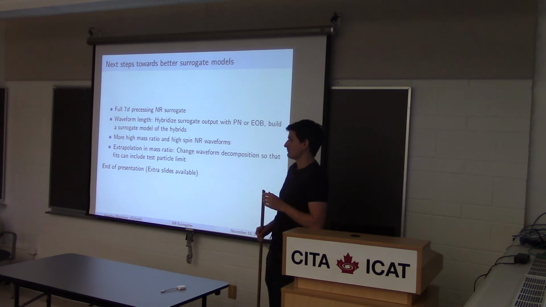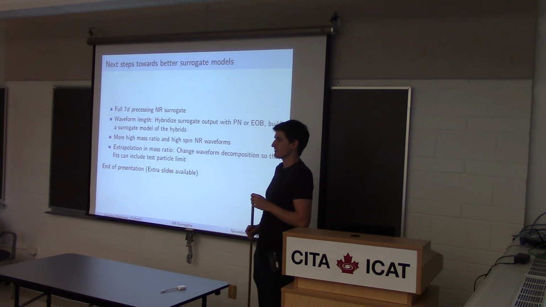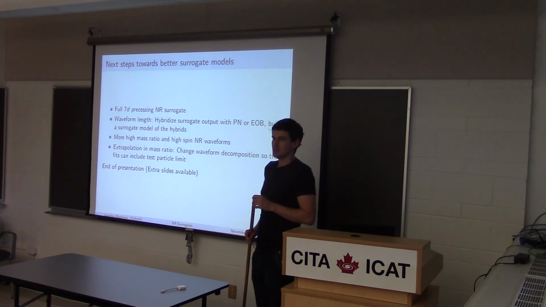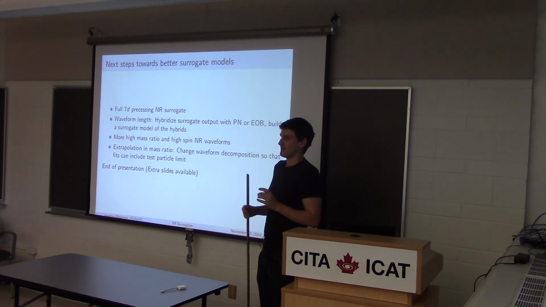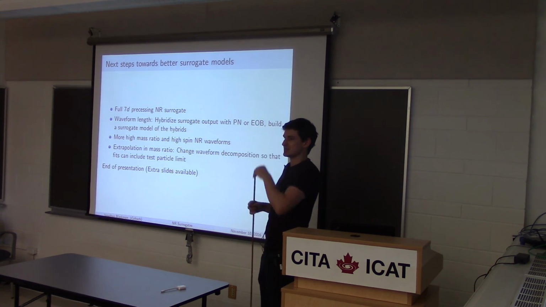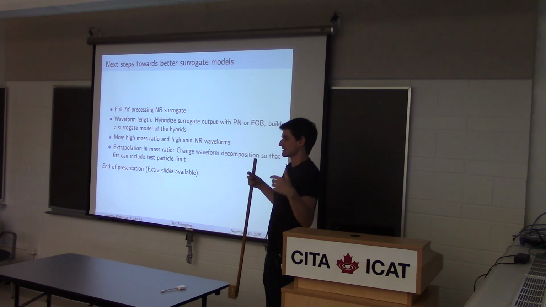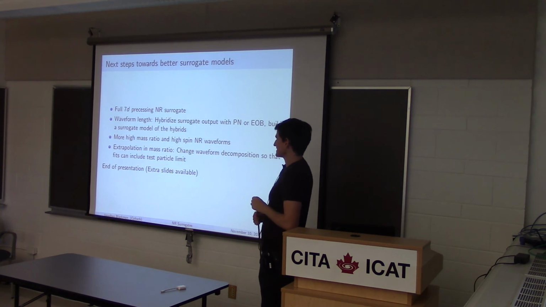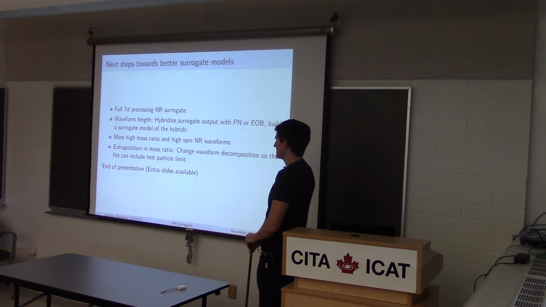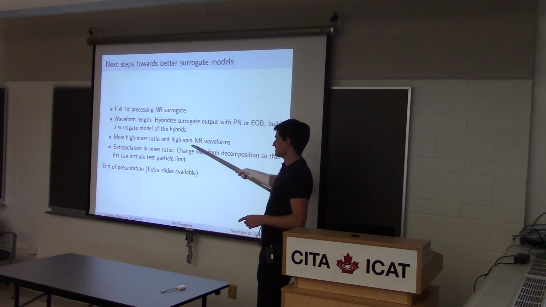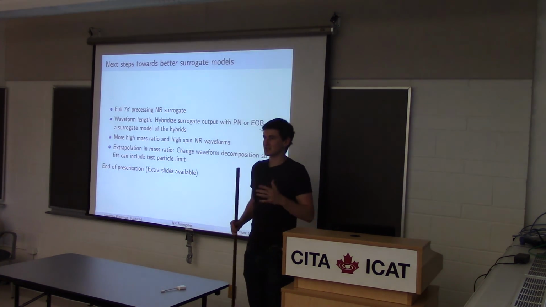So instead, we plan on hybridizing the output of the surrogate model with post-Newtonian or effective one-body waveforms, and then building a surrogate model for these hybrid waveforms. So we can stack surrogate models on top of surrogate models to add extra length to the waveforms, and this can also improve the speed of the surrogate model. We also want to go to higher mass ratios. Of course, mass ratio 2 is very restrictive.